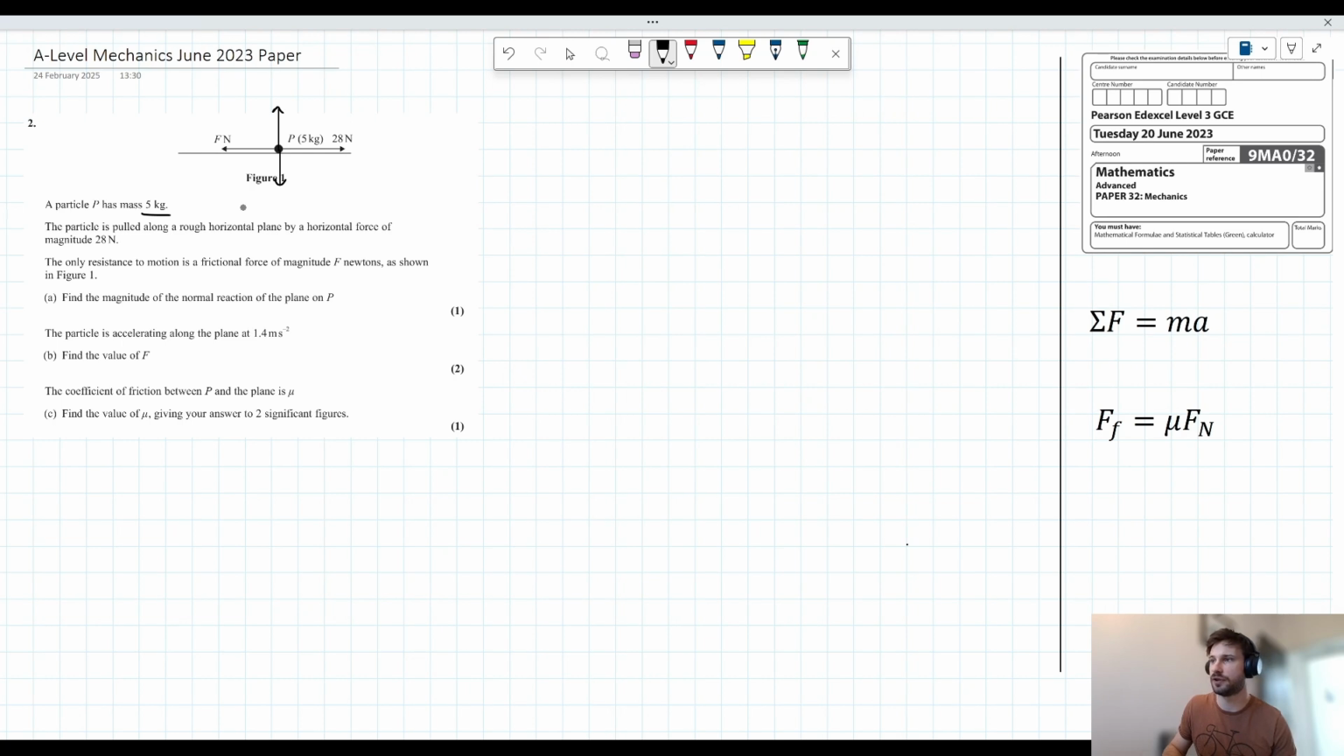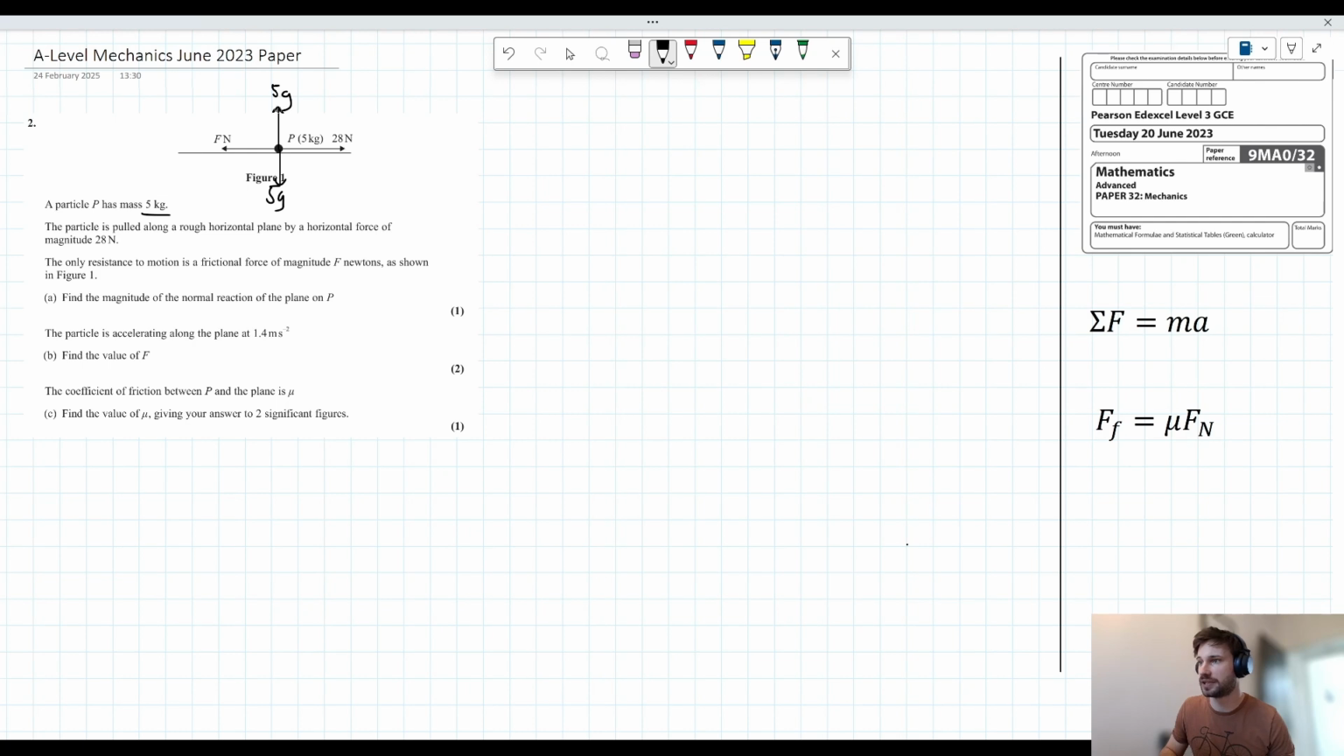We can know the weight of the object because its mass is given. It's 5 kilos, so we can describe the weight here as 5g. I trust that you guys understand what I mean by 5g here. So naturally, the normal force acting here is going to be 5g as well. This is our free body diagram here.